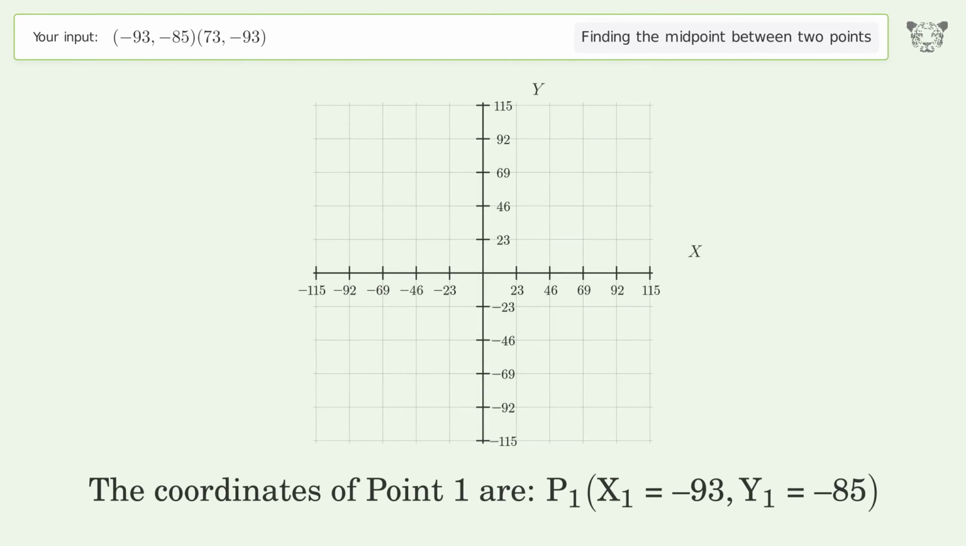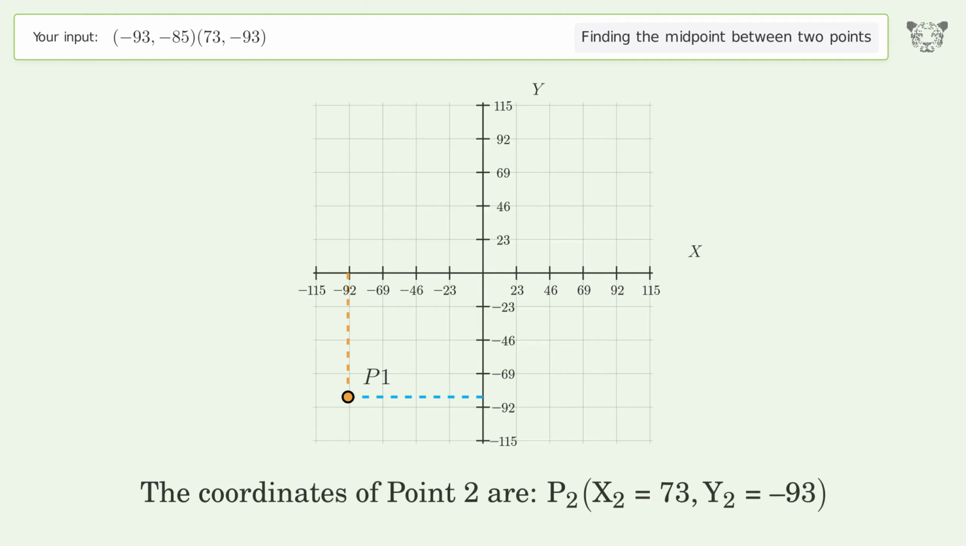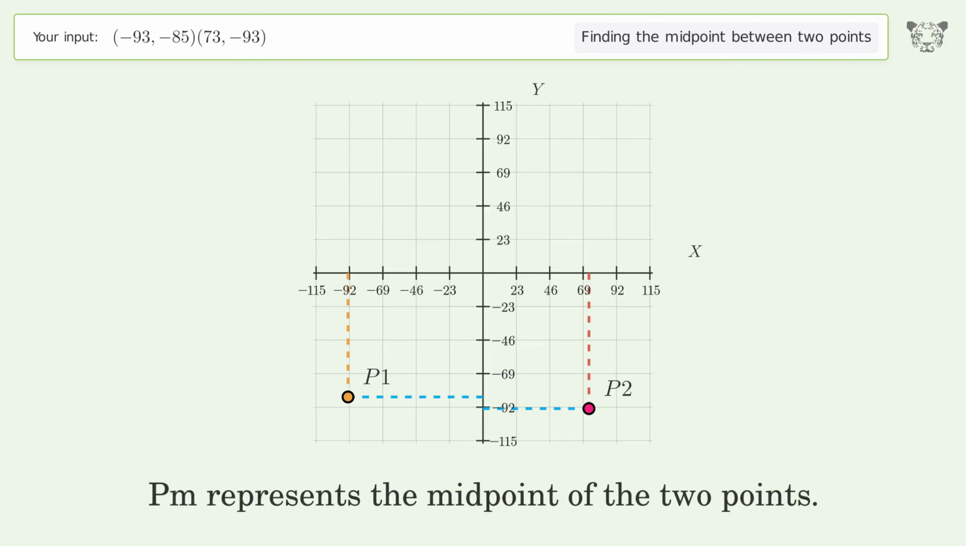The coordinates of point 1 are, x1 equals -93, y1 equals -85. The coordinates of point 2 are, x2 equals 73, y2 equals -93. PM represents the midpoint of the 2 points.